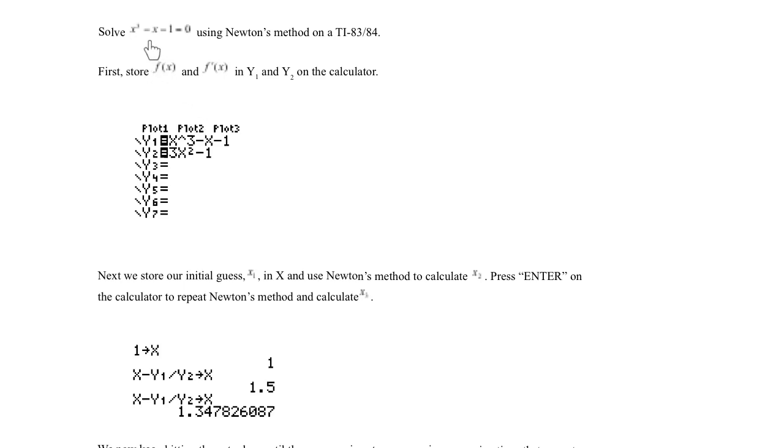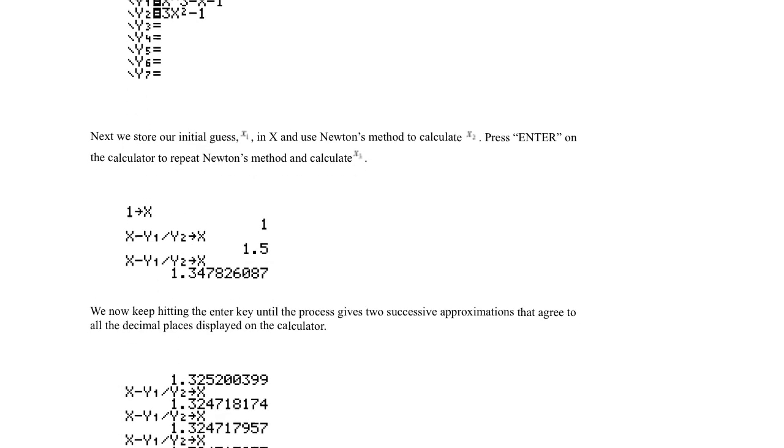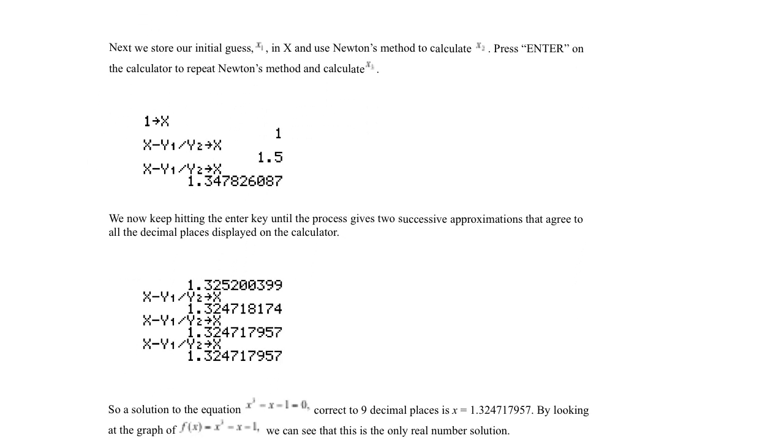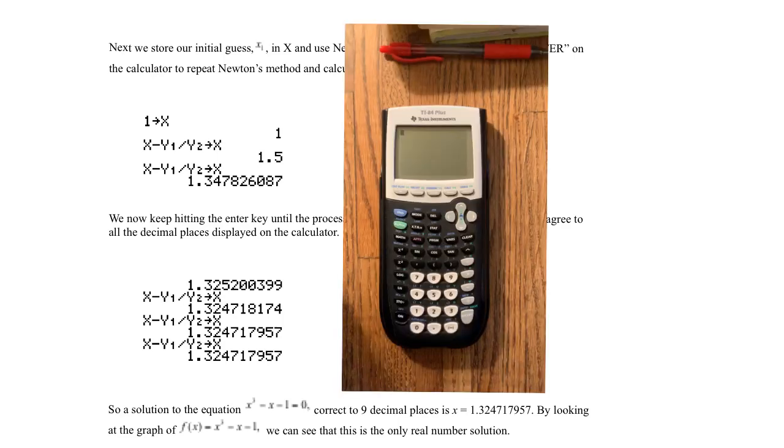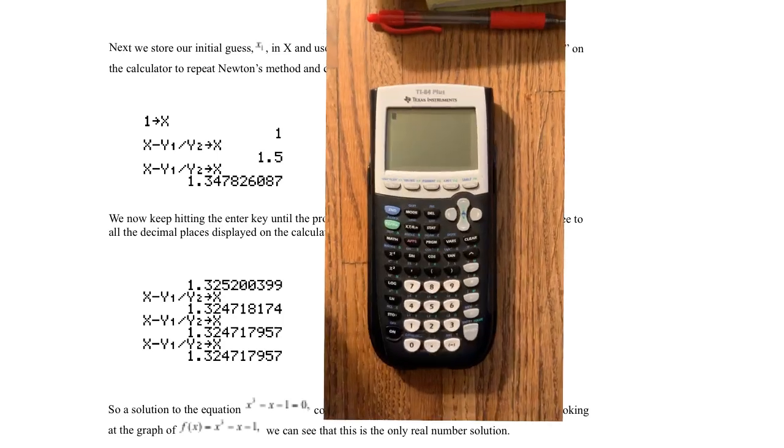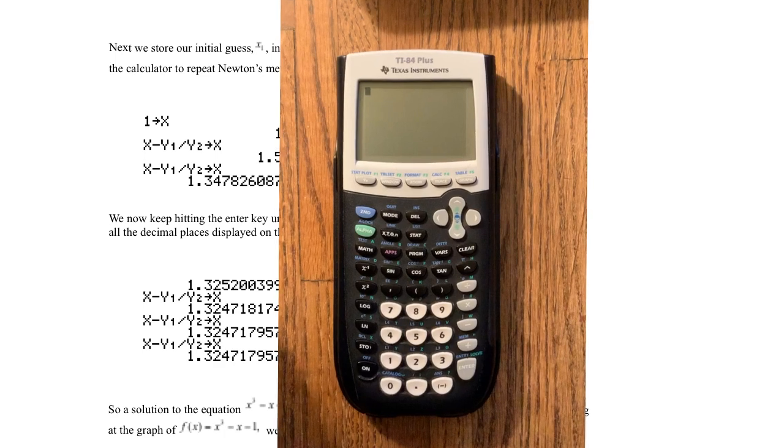So if you want to use Newton's method on the calculator, it's really pretty nice. We just have to store the function and the derivative in y1 and y2. So we go to y1, punch this in here, and then we store initial guess x sub 1 in x, and we'll go through this series. This is where hopefully I'll be able to upload a video and make this work. Okay, so you've got this video here, and this will kind of walk us through it.